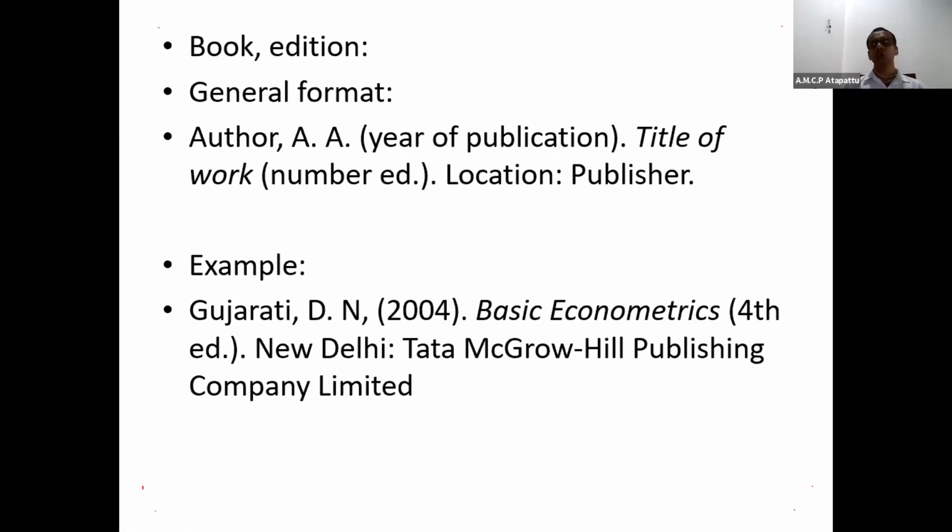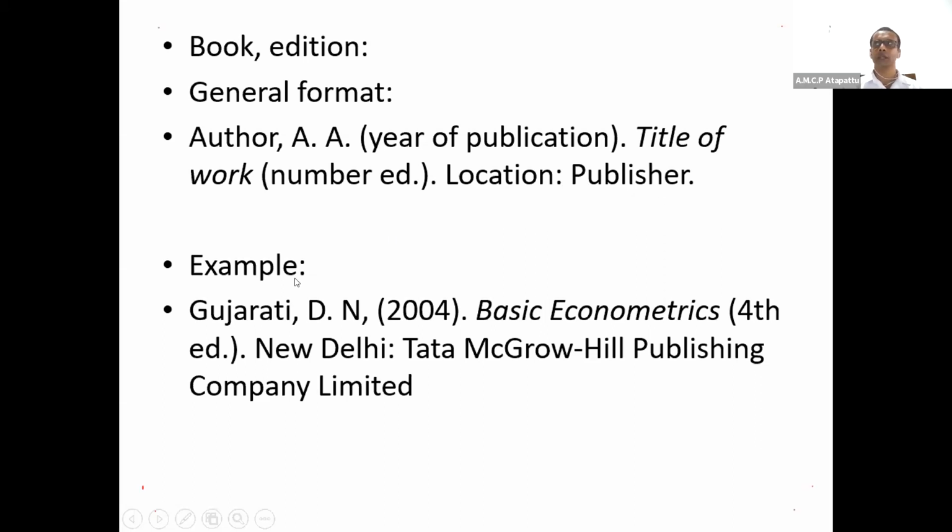If you are using a book edition, the general format is author, initials, year of publication of that book, and the title of the work, and include the edition number, with the edition within brackets. After that, the location, maybe in Sri Lanka, China, Japan, or if you are using another place, India, if you take Mumbai, or maybe New Delhi, whatever, that location of that publication you can write, and provide the publisher. Follow these guidelines, scholar, and the publisher.